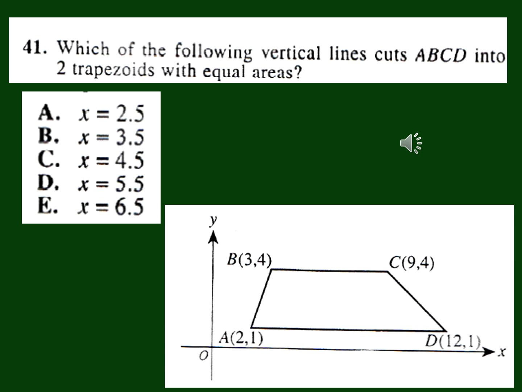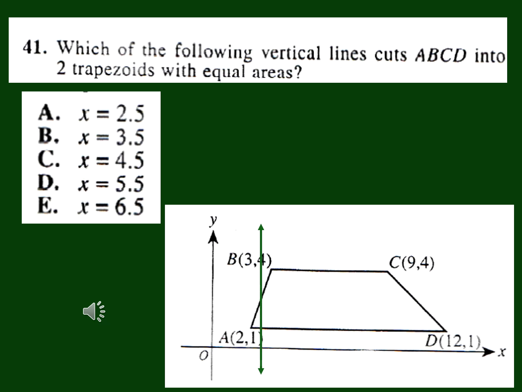And number 41, which of the following vertical lines cuts ABCD into two trapezoids with equal areas? And they give you some equations of vertical lines. X equals 2.5, x equals 3.5, x equals 4.5, x equals 5.5, and x equals 6.5. Now, in theory, you could find an actual answer, but it's really quicker and easier just to eyeball things. The trapezoid runs at the bottom from 2 to 12 along the x-axis.